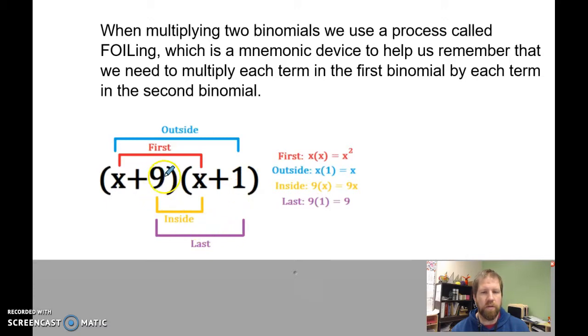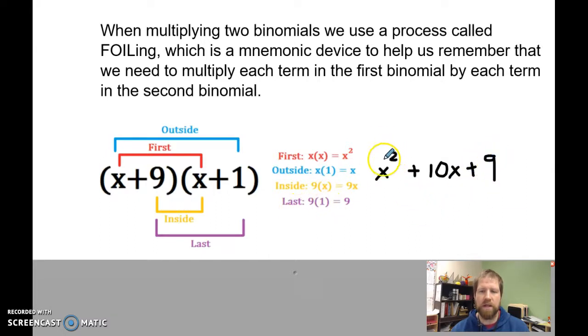Okay, so we have our first terms, x times x, or x squared. Outside, x times 1, or x. Inside, 9 times x, 9x. And last, 9 times 1, or 9. And then we would put these all together. Okay, they're all positive, so I'm going to have addition between all of them. I've got x squared, okay, and then I'm going to add, and I've got a 9x and 1x, so I'm going to add those together to have 10x. And then my last one is 9.